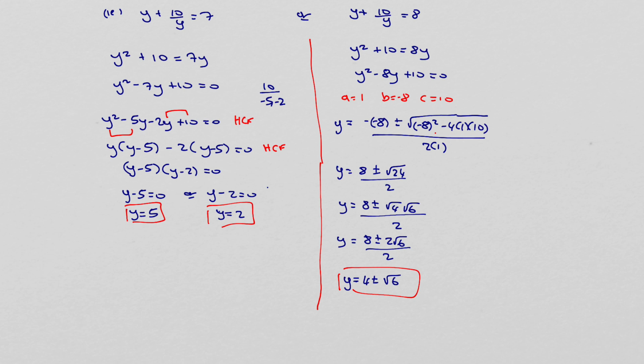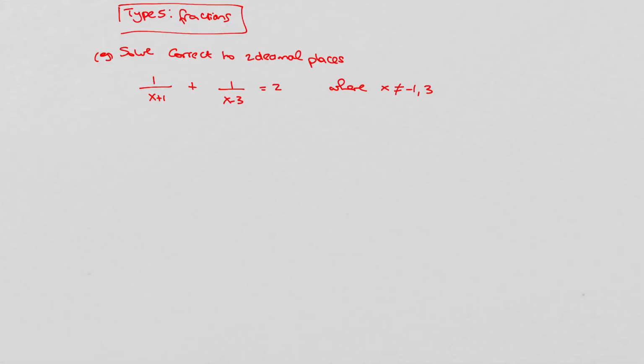Okay, so let's look at type 5. So type 5 is fractions, and we're asked to solve here correct to 2 decimal places. And the first thing I'm going to do is put brackets around my denominators. And also, if we note, it says x cannot equal minus 1 or 3. So let's just see why that is.